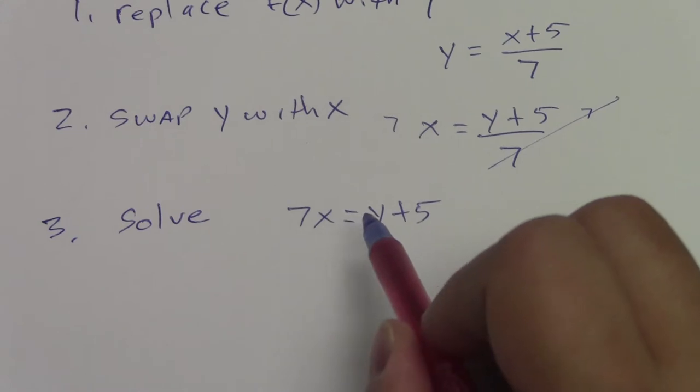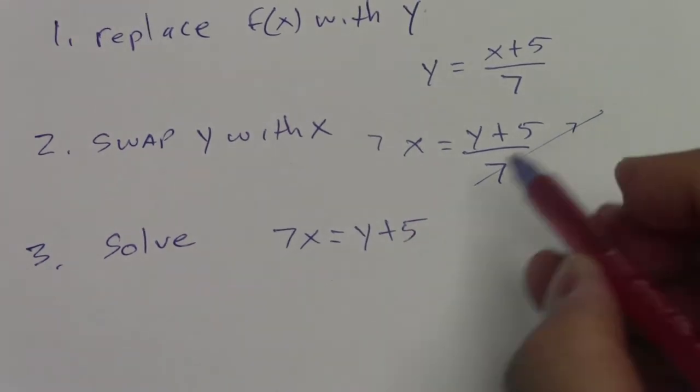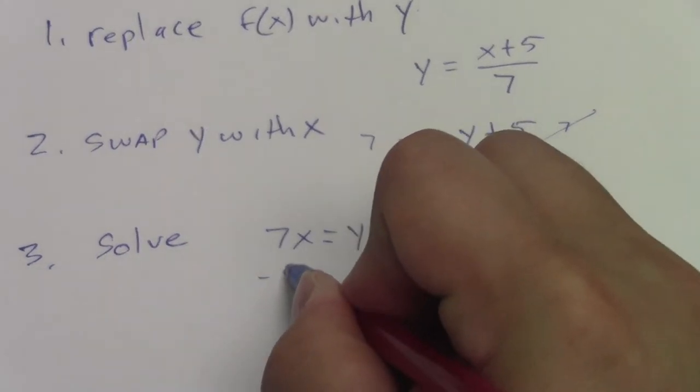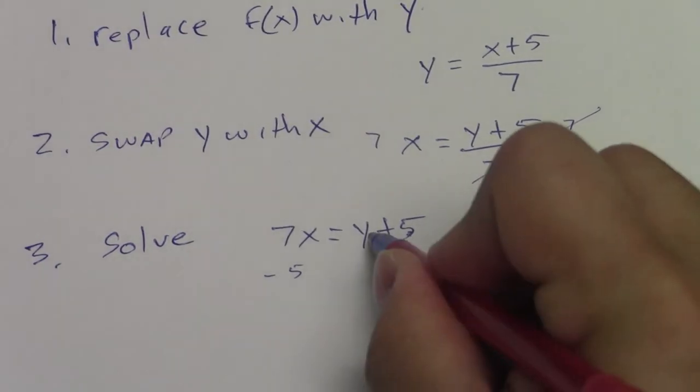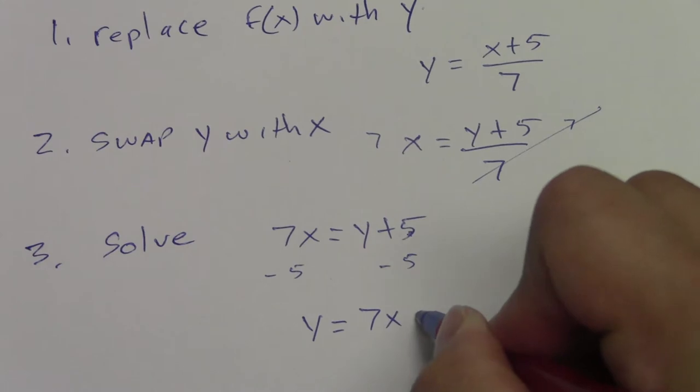Now I've got to get y by itself. So I'm just going to subtract this 5 away from it. So minus 5, and I'm left with, I'm going to flip it over. So y equals 7x minus 5.